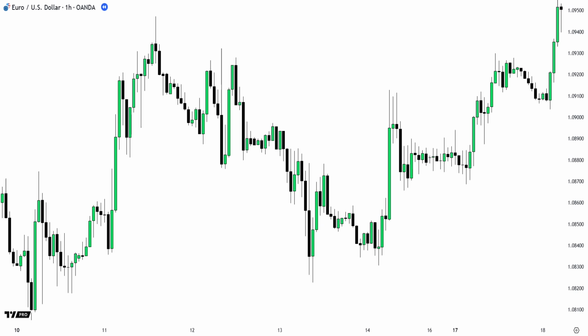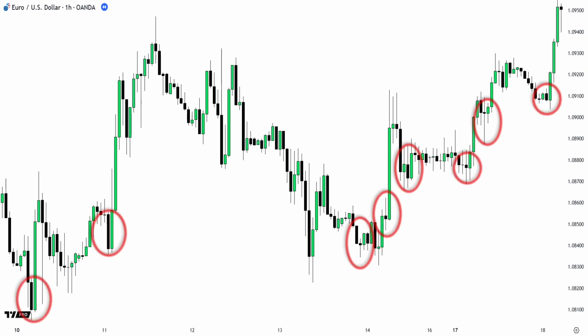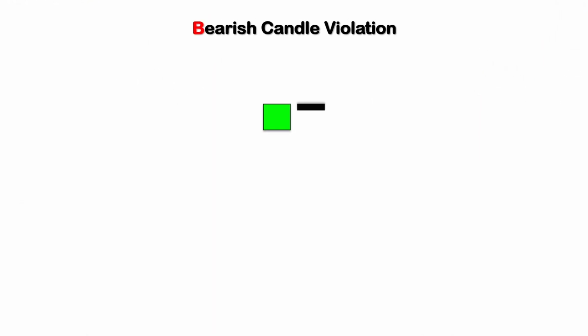Here are the real chart examples. Every shift that results in an uptrend must include a bullish candle violation, which we will discuss more in the next videos. A bearish candle violation occurs when the price trades the whole body of a bullish candle, decisively moves beyond its low and closes there, signaling a potential momentum shift.